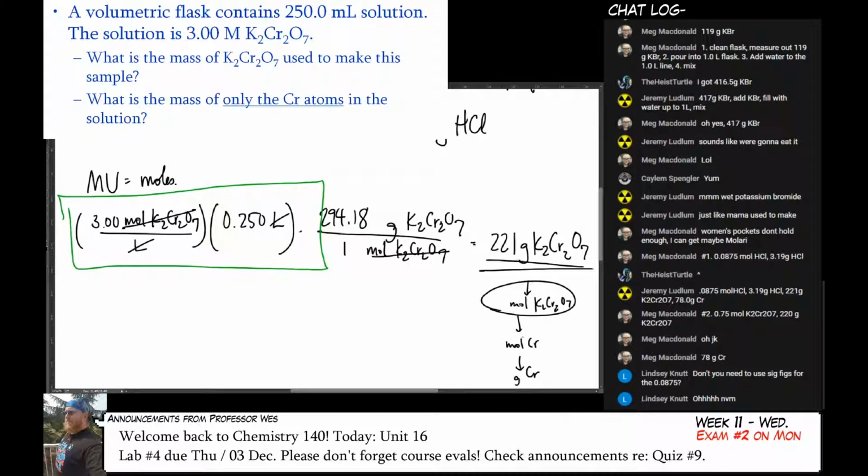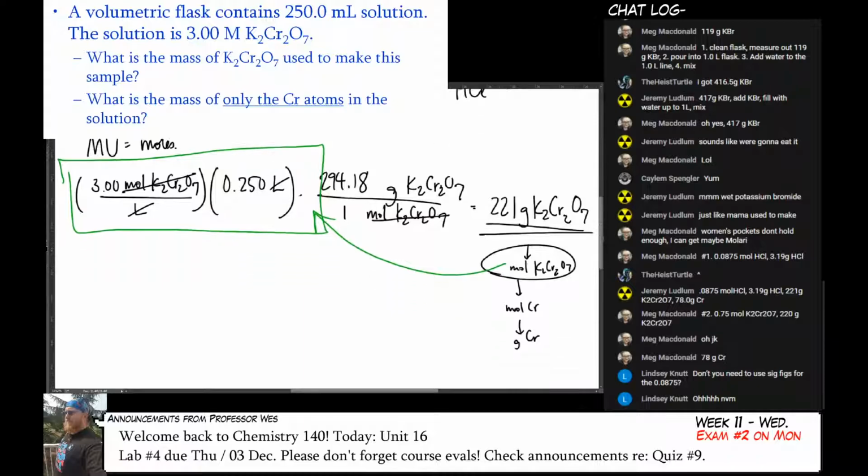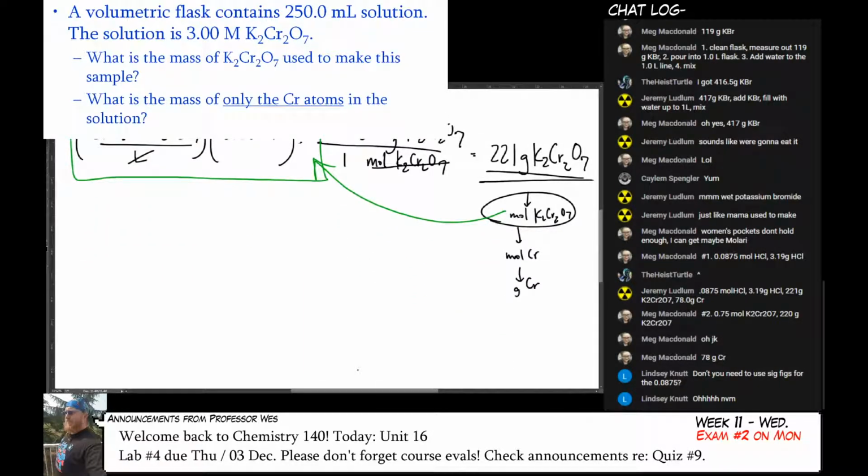Because that's what we started the problem doing: we calculated the number of moles of K2Cr2O7. So instead of doing the calculation again, I'm just going to take this number, whatever it is, and multiply it by moles of K2Cr2O7, so that this unit cancels out with this again. Moles of chromium.